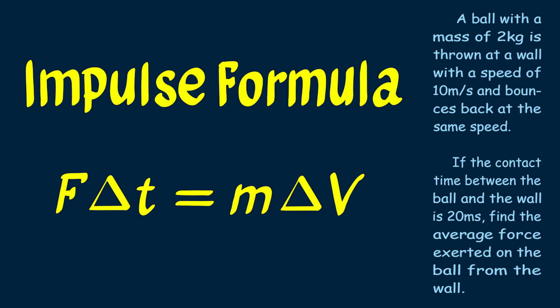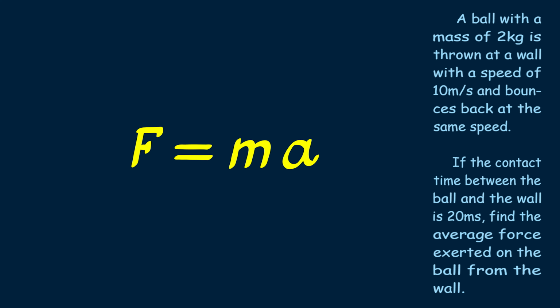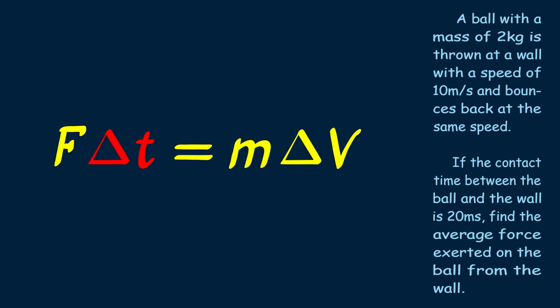Quick trick. If you ever forget this formula, you can always rederive it from Newton's second law, F equals ma. Here we rewrite the acceleration as the change in velocity over the change in time, and just move the delta t to the other side.